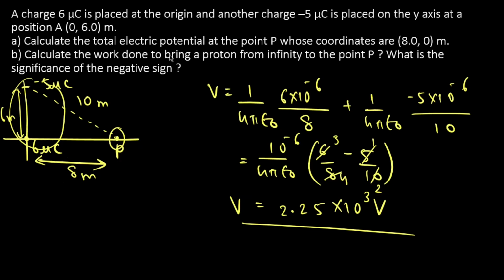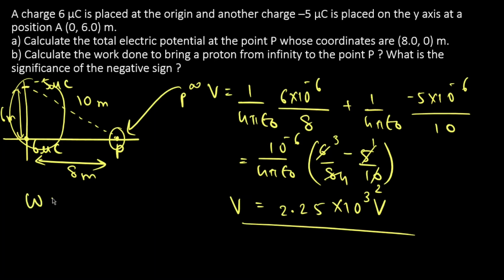Secondly, we need to find out the work done to bring a proton from infinity to point P, and what will be the significance of a negative charge. Since these two charges create a total potential of 2.25 into 10 raised to 3 volts, that is, the potential is positive. That means if we are bringing a proton from infinity to point P where the potential is positive, we have to do work against the potential.